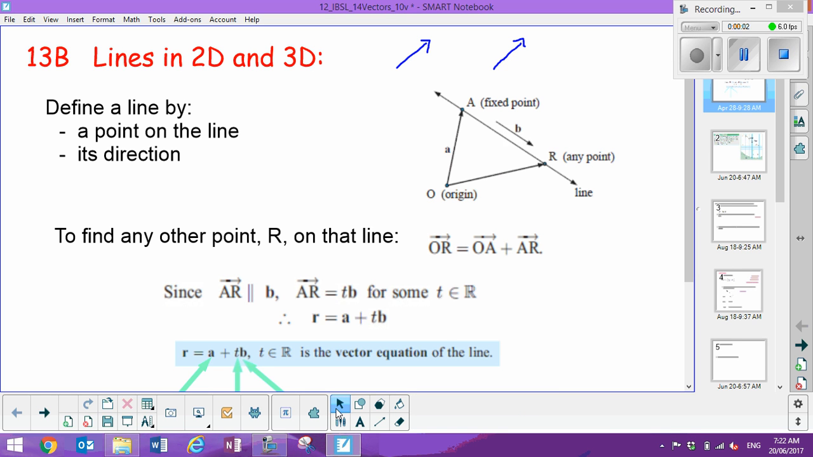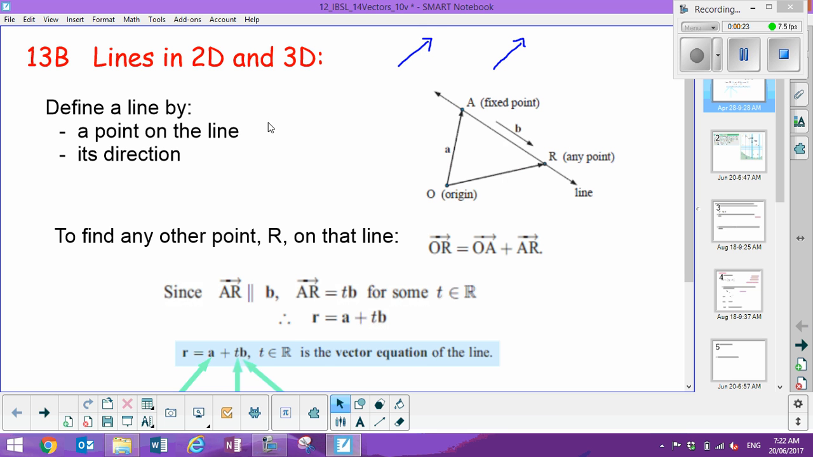Good morning, IB. This is 13B, where we're looking at lines in 2D and 3D. So far we've talked about vectors as just a directional vector, a transformation vector, and whether it's here or there, it hasn't made any difference. These are the same directional vector, which is quite correct.